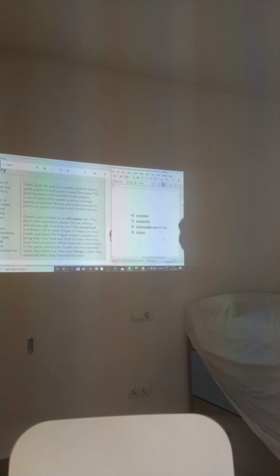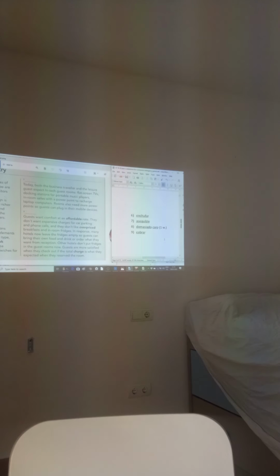Asequible. Asequible in Spanish means that everybody can buy it because it's not too expensive. So that's affordable. Everybody can afford it. It's not demasiado caro. What is demasiado caro here? Overpriced. We had already seen this word in one of the listenings, okay? So everybody can afford it because it's not overpriced, because it's not too expensive. Over demasiado. And finally, cobrar in this case.